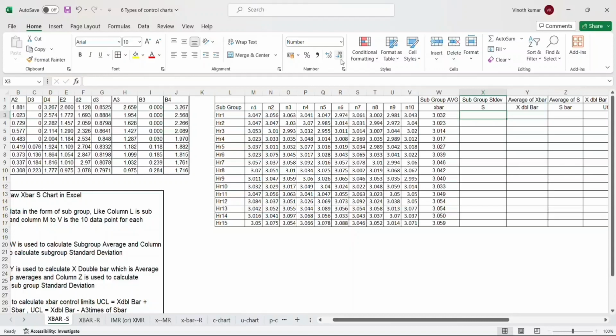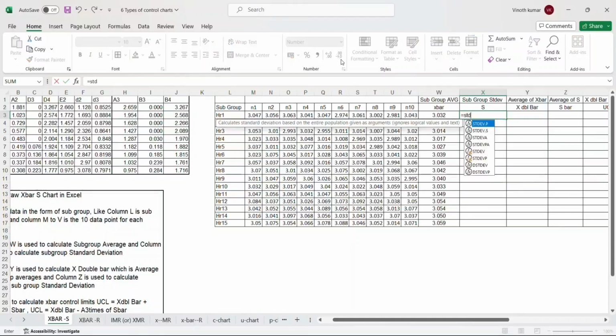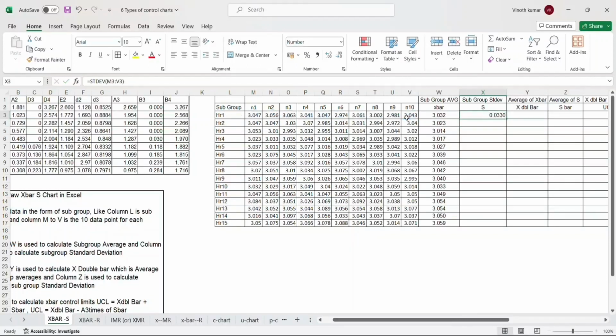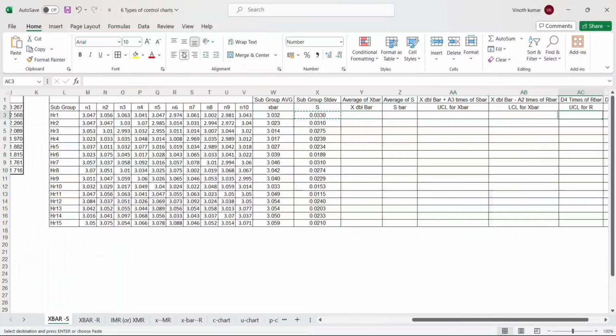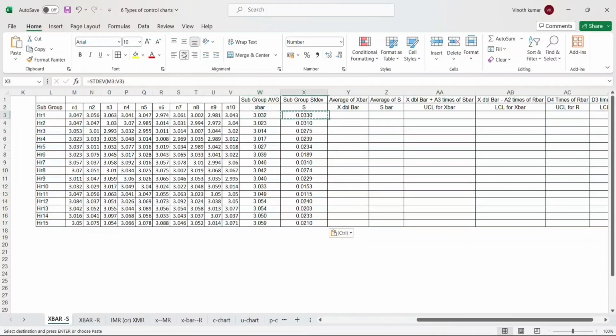So how do we do this? I say is equal to STD. As you see here, there are two formulas available: standard deviation of population, standard deviation of sample. We are going to use standard deviation of sample formula, and we are going to select these 10 data points. This will give us standard deviation for the subgroup, or standard deviation for these 10 data points for the subgroup. I'm going to copy and paste this formula for all the cells in my table to get individual standard deviation values. So we got the individual value for the X bar chart. We also got the individual values for the standard deviation chart.